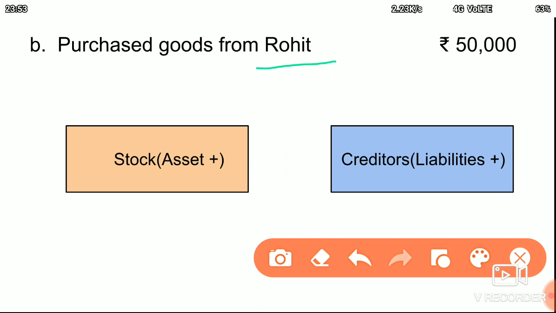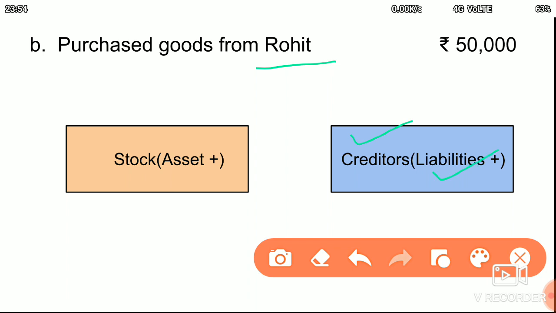If the name is mentioned, then we assume that it is a credit transaction. If the name is not mentioned and the transaction is not clear whether it is cash or credit, then we assume that it is a cash transaction. But here the name is given, so this transaction is a credit transaction. That means the business has not paid Rohit rupees 50,000 for the goods which the business has purchased. In this case, Rohit is a creditor, so the creditors account will get affected, and this is a liability.